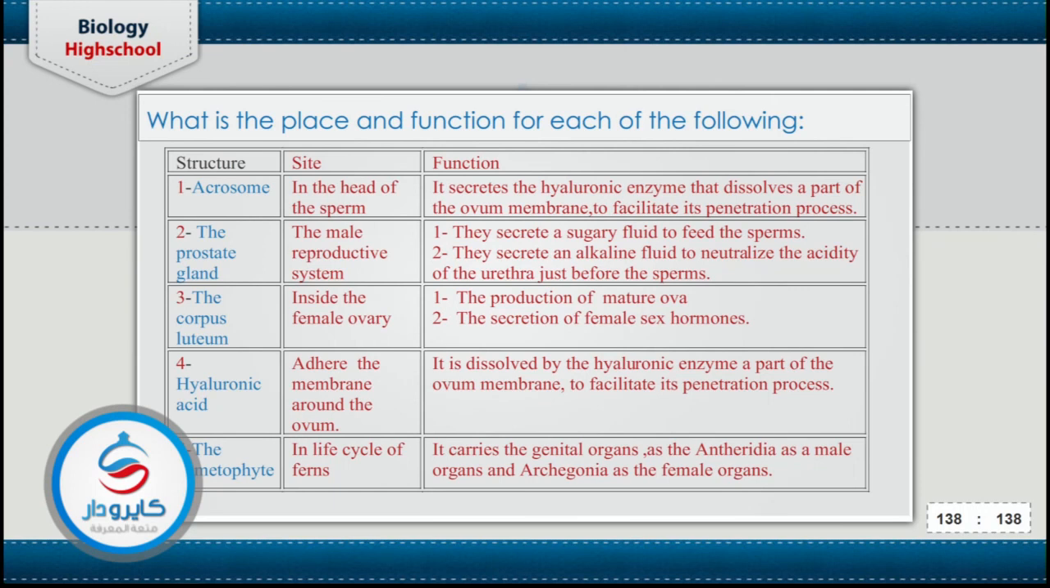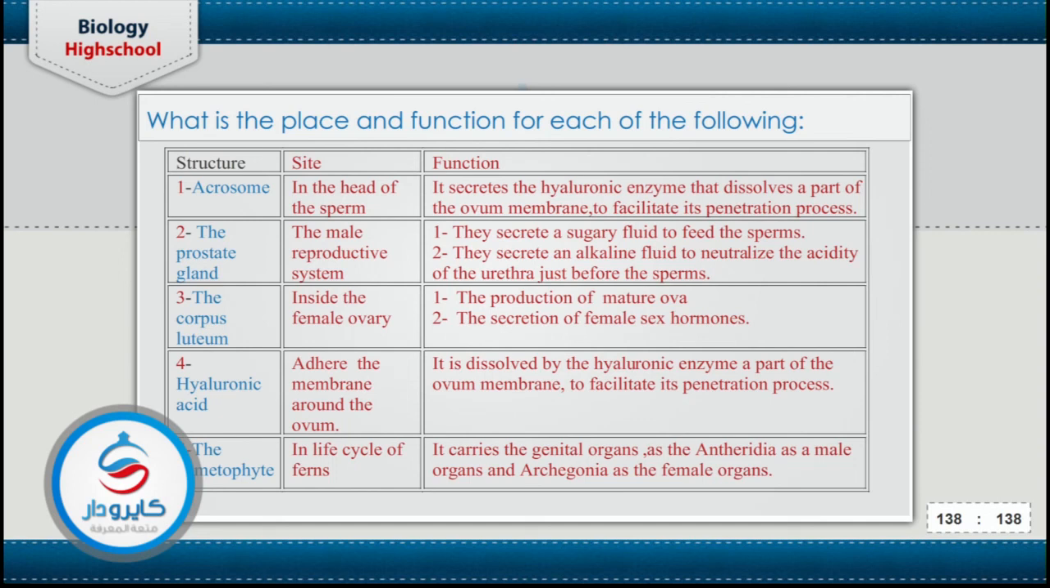Hyaluronic acid is the acid that adheres the membrane around the ovum. The hyaluronic acid is dissolved by the enzyme which is called hyaluronidase enzyme to facilitate the penetration process.